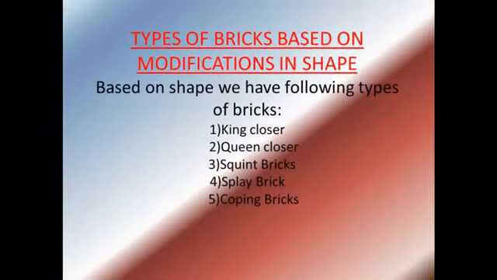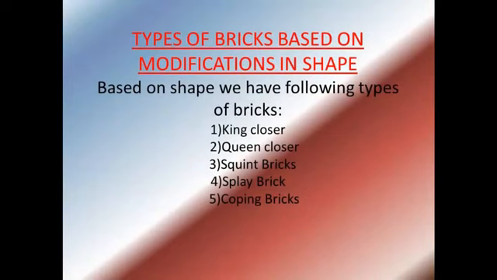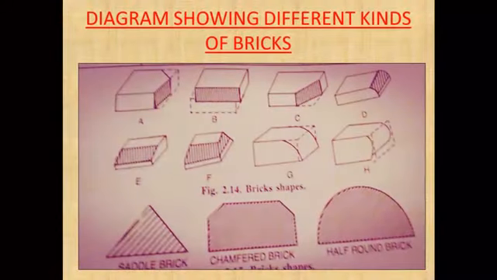Then we have queen closer. It is also a cut brick where the cut is made lengthwise so that the brick has only one half of the length of a full brick. The queen closer is required for bonding. You can see from figure B the queen closer in which one half portion has been cut down lengthwise.